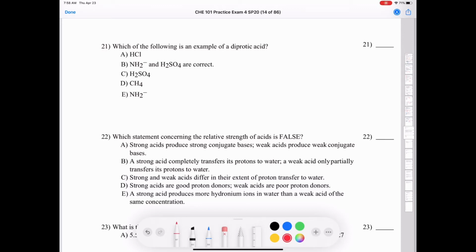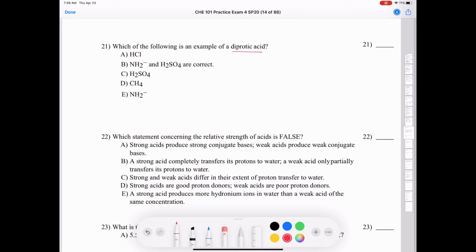Chemistry 101, Practice Exam 4, Part 2, Question 21. Which of the following is an example of a diprotic acid? And a diprotic acid is an acid that has two protons to donate. So let's take a look at the possible answers here.